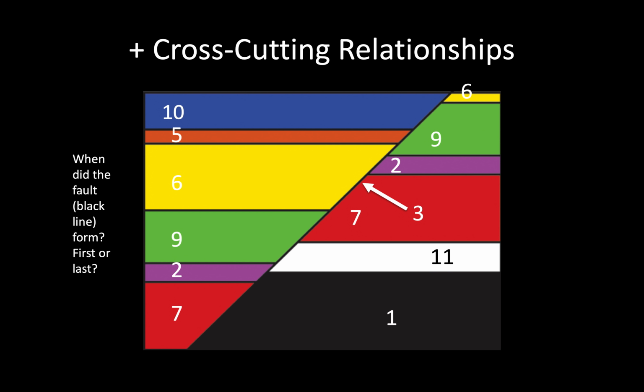Now, cross-cutting relationships. When did the fault form, and the fault is just a line that separates two bodies of rock, they've been shifted by movement. So the fault is shown by this black line cutting across. When did it form? First or last? Just like the example with the construction paper, when we cut through it, that has to happen last. So the fault formed last.